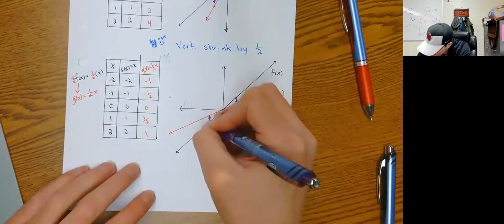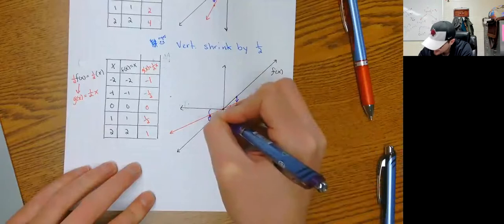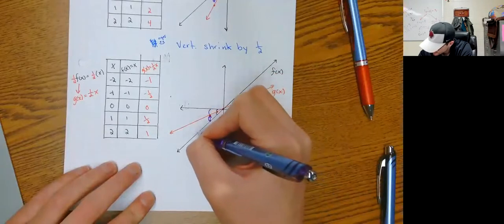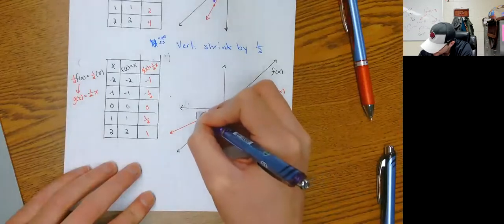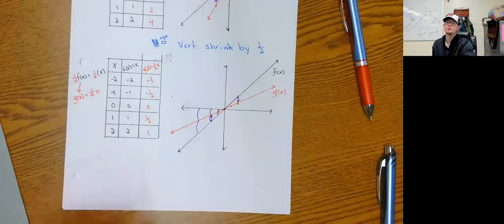Because this is half the distance, and this little piece is half the distance, and this, what's another good one? This is half the distance. So you've compressed it in half of how far away it was before. Okay?